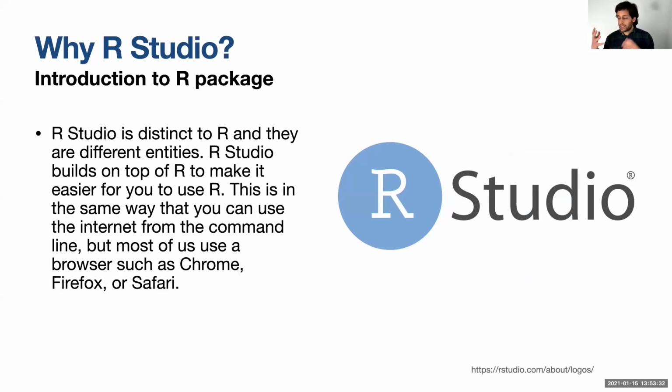RStudio is different to R. RStudio sits on top of R and makes it easier to use. My colleague Liza Bolton, who teaches here, has this wonderful analogy that R is the engine and RStudio is the car. Even though some of us are talented enough to use the engine directly, most of us just use the car to get from A to B. The analogy also is that maybe people like Paul can use the internet from a command line, but most of us use Chrome or Safari, something that sits on top to make it easier to use. So they are separate, but used together, and it's just to make it a little bit easier.